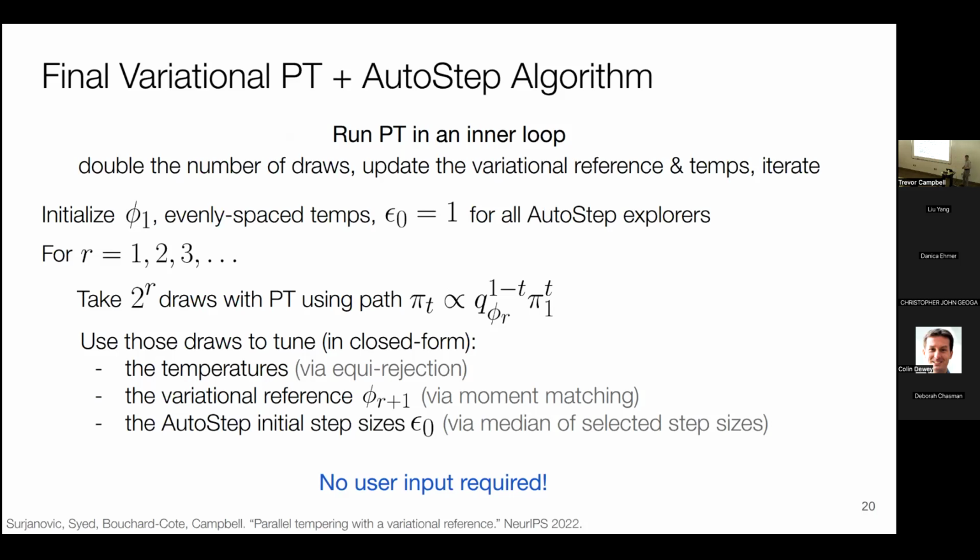Can I just ask a quick question? This Gaussian reference, you need to have moments and covariance or whatever of the target. Is that easy to come by? If your target does not have a finite second moment, say, you're kind of in trouble, right?